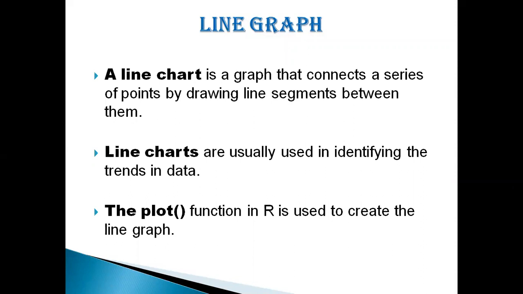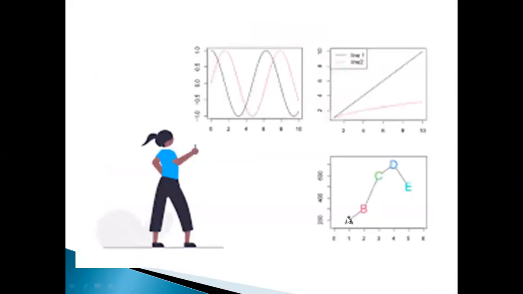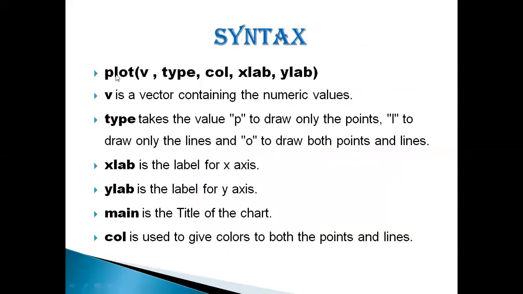This is almost a graph which we have studied in school itself. A line chart is a graph that connects a series of points by drawing line segments between them. The plot function in R is used to create the line graph. So these are all images of a line graph. And the syntax is plot, where v is the input vector.